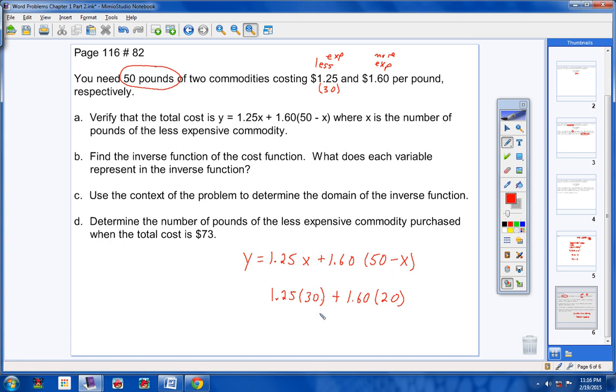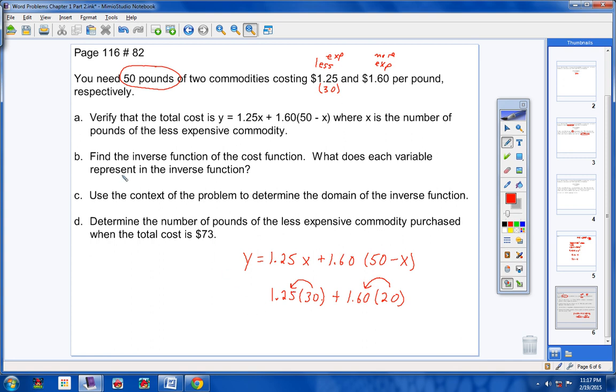So this model definitely works great, and you confirmed it right here on a test or a quiz. That would be sufficient. You could write me a little note saying 30 pounds is the less expensive, 20 pounds the more expensive, okay? And the more expensive here, the 20 pounds is being multiplied times $1.60, and the 30 pounds is being multiplied by the $1.25. Okay, so there we confirmed it.